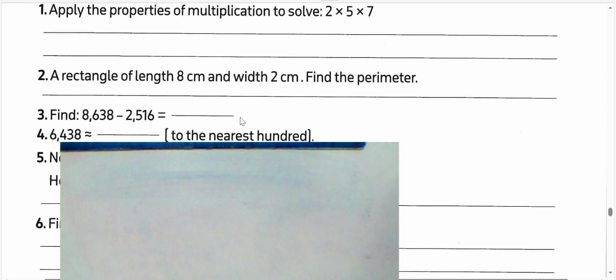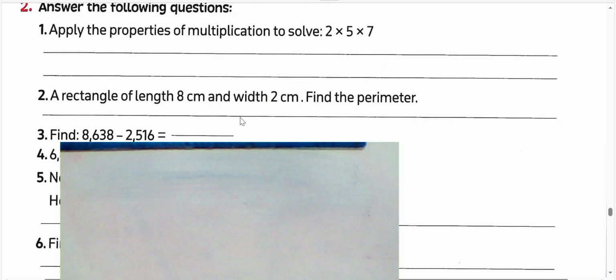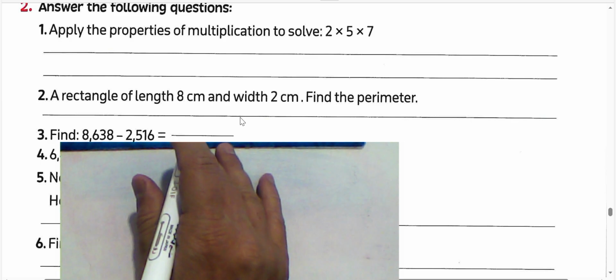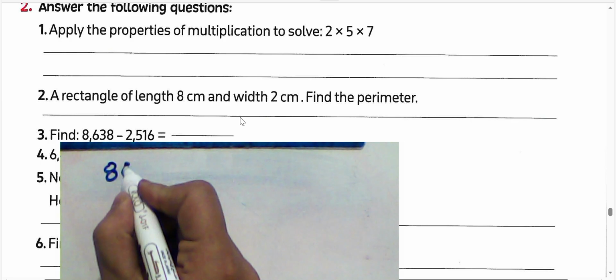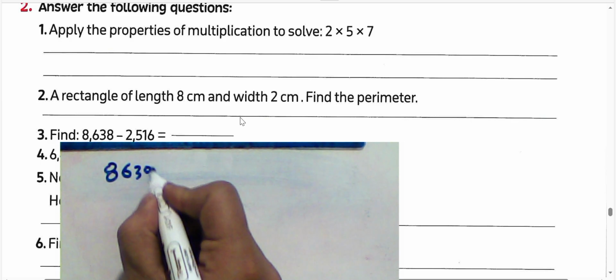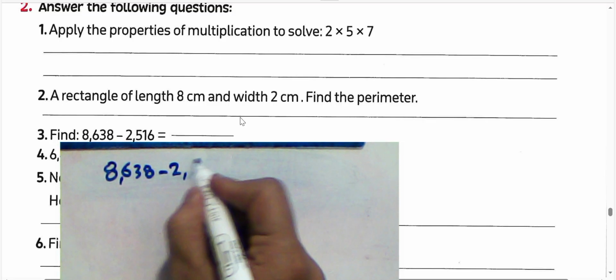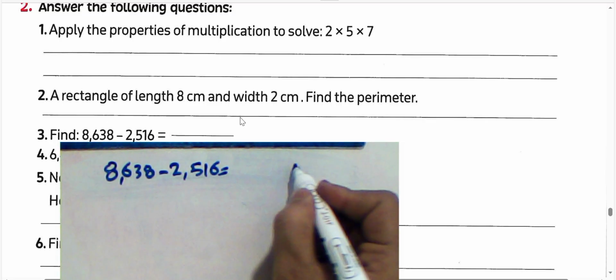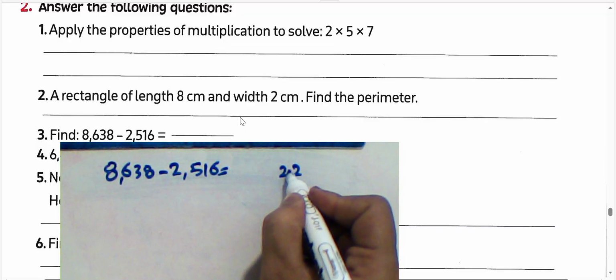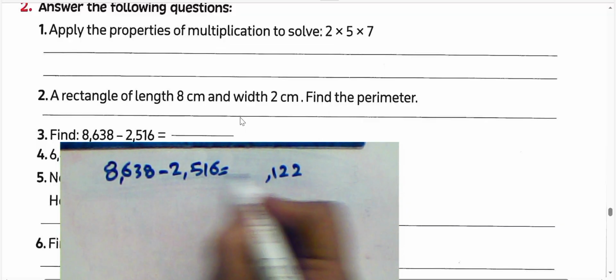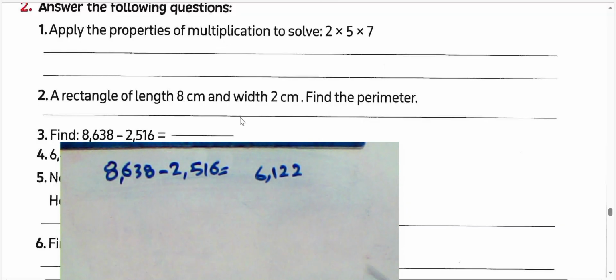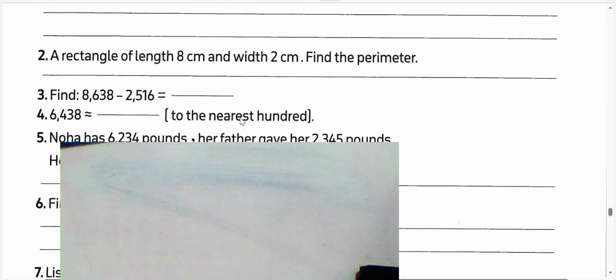Next question. Find the difference between two numbers. We have 8,638 subtracted by 2,516. 8 minus 6 equals 2. 3 minus 1 equals 2. 6 minus 5 equals 1. 8 minus 2 equals 6. Easy question to find the difference between two numbers in one step. Okay.